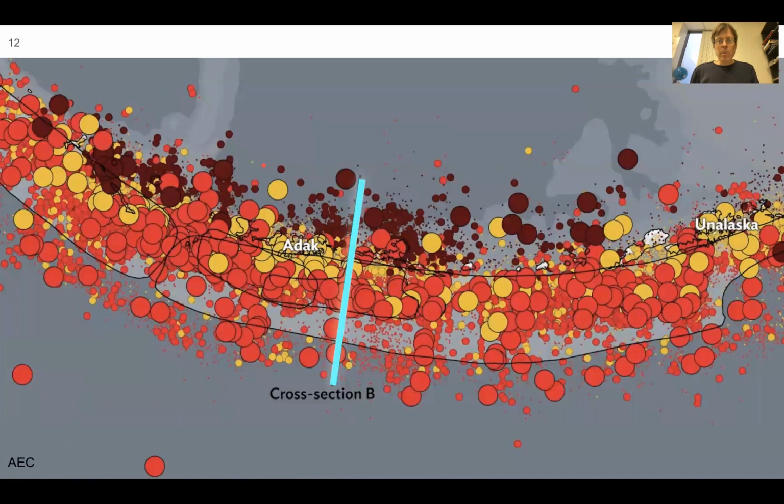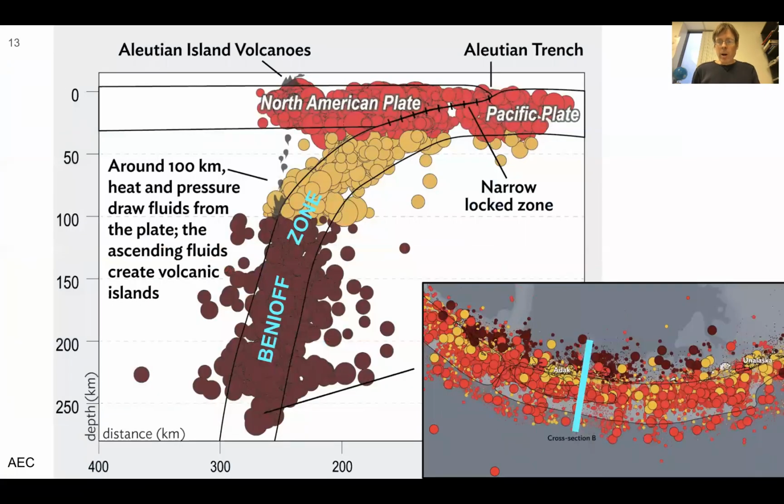So here's cross section B out near Adak, and it's showing, again, the dark are the deeper earthquakes and the red ones are the shallower ones. So we kind of generally see this red to yellow to maroon pattern. And if we look at the cross section from this part right here, is that the trench? So it'd be from the south to the north on the left side. We can see the depth. This is 50 kilometers.